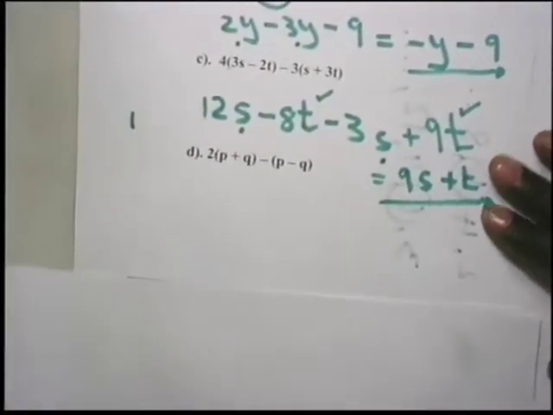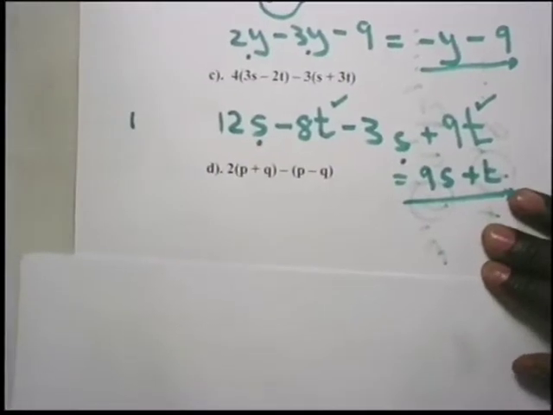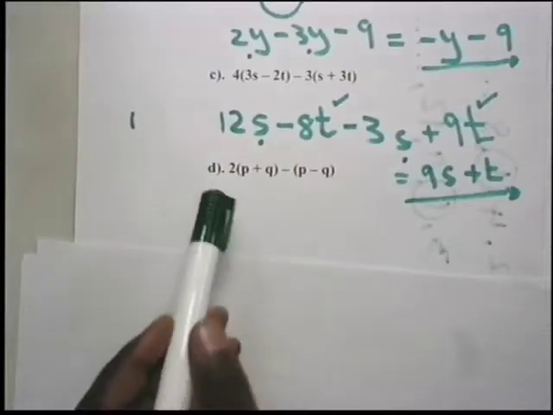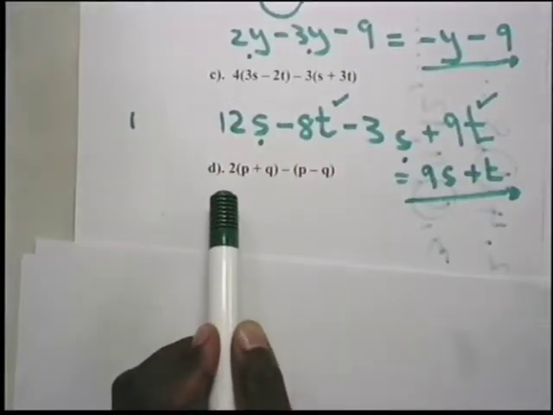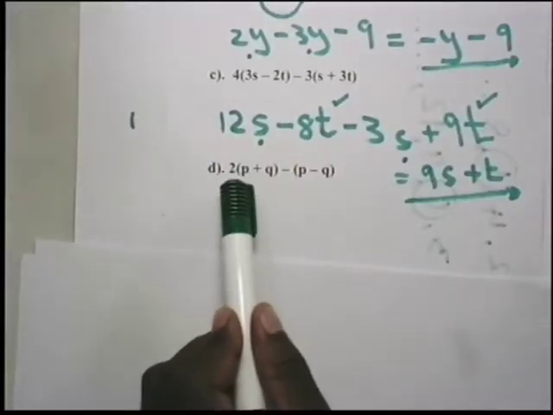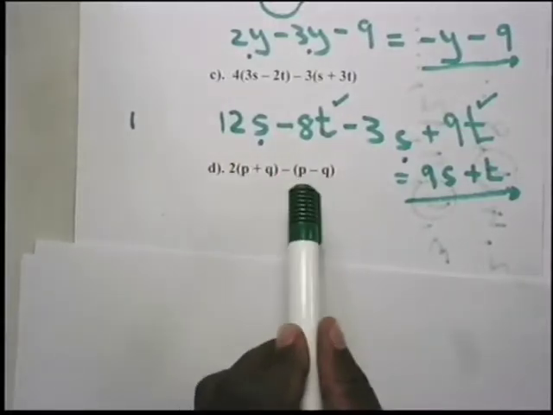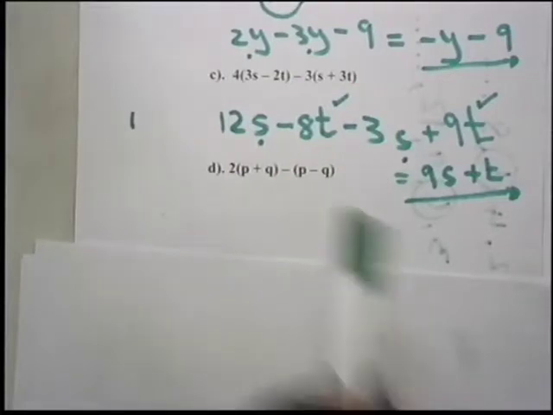Again, as an activity for yourself, you should then try letter D. Letter D, we have 2 bracket p plus q, close bracket, minus bracket p minus q, close bracket. So try to expand that one, identify your like terms, put them together and see what your final answer would be also. So that was the algebraic expressions.